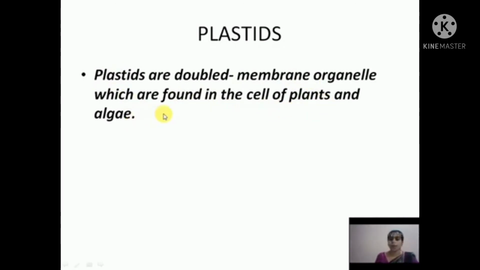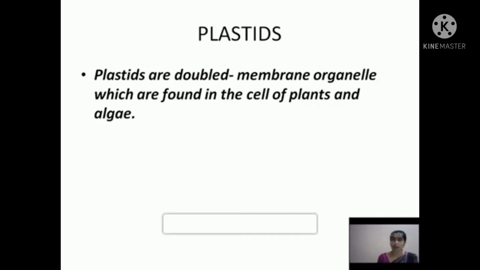See, it is a double layered membrane. These are found in plants and algae. Plastids are responsible for manufacturing and storing of food. These contain plant pigments that are used in photosynthesis, and different types of pigments that help to change the color of cells. So this is plastids.